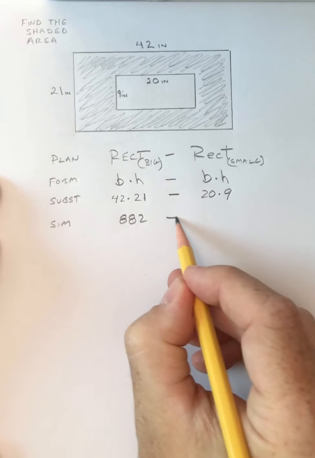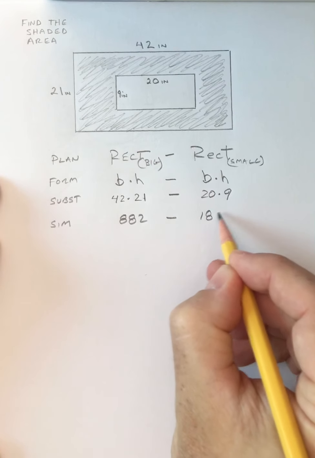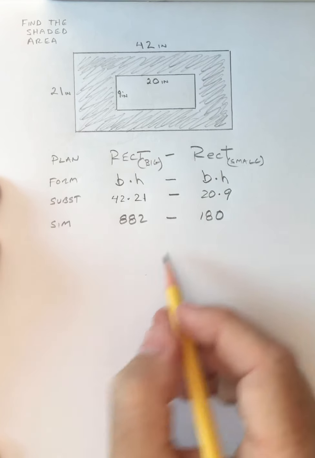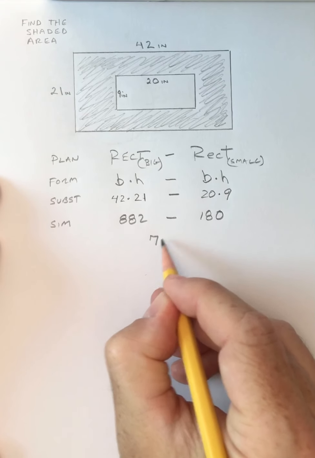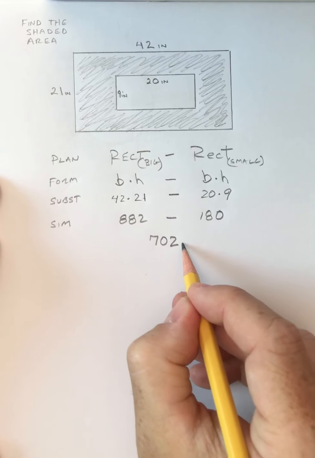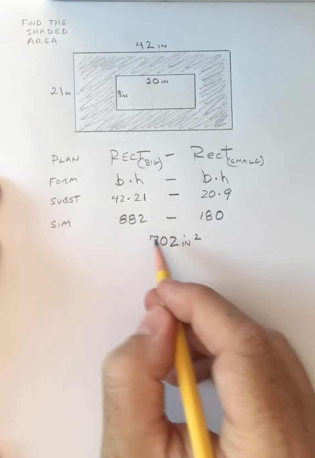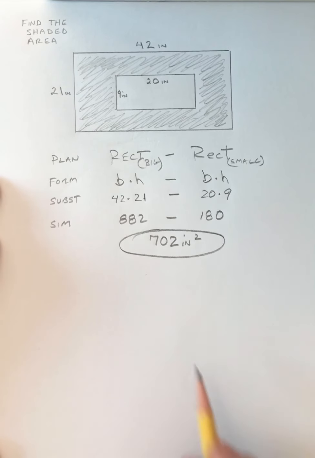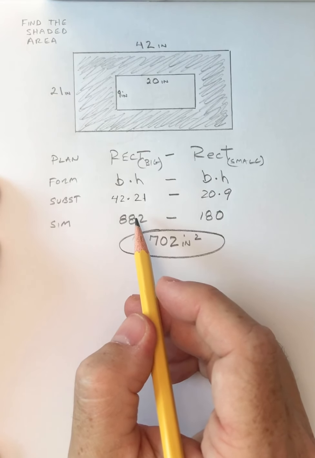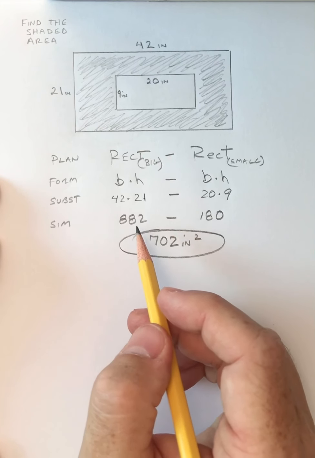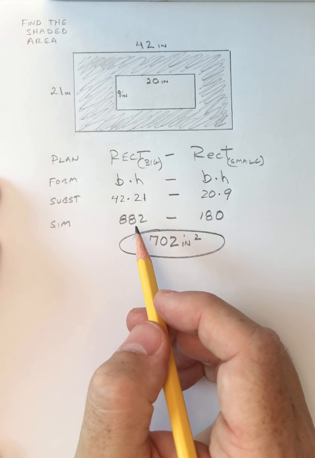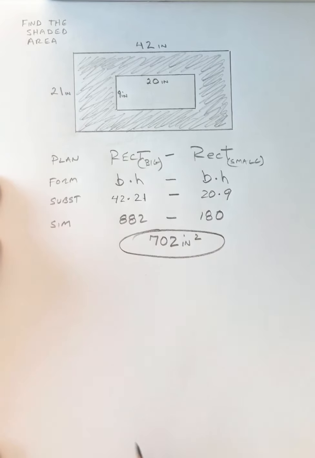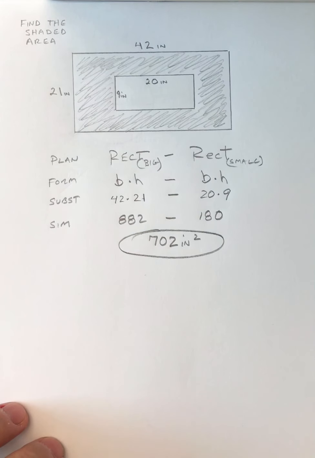And 20 times 9 is 180. And 882 minus 180 is 702. We were talking about area, so there are square units: 702 square inches. Let me just make sure. Alexa, what's 42 times 21? Alexa, not happy. You're just going to have to trust me. But always use your calculator to check.